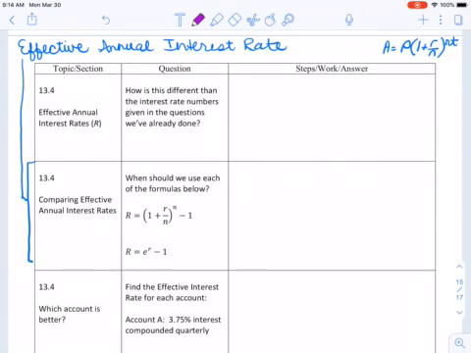Okay, so the second part of 13.4, what we're looking at is effective annual interest rate. When we looked at the formula that I showed you in the last video, this is telling you the amount of money you are going to have at the very end. But effective annual interest rate tells you how much overall interest your investment will make.